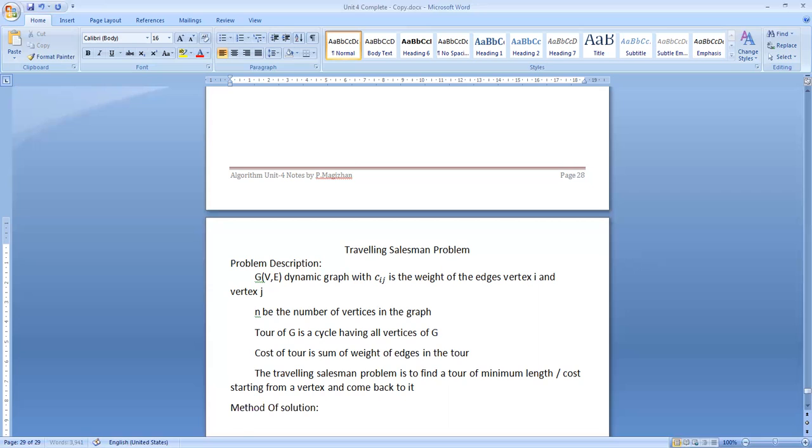For our convenience, let us say we start from vertex 1. From vertex 1, we are going to visit all the vertices and come back to vertex 1, such that the cost of the tour is minimum.